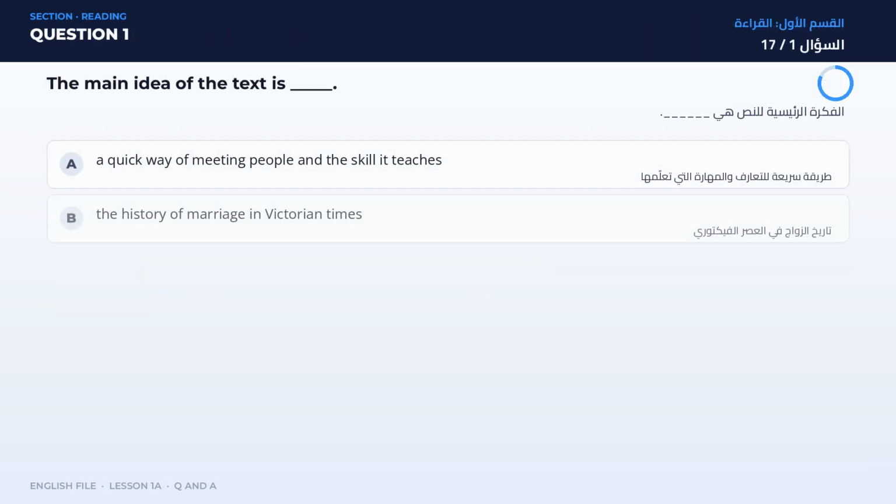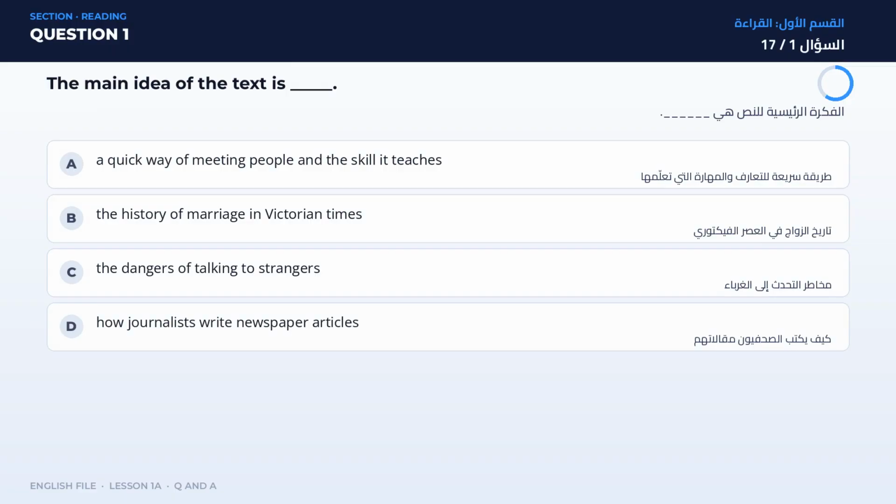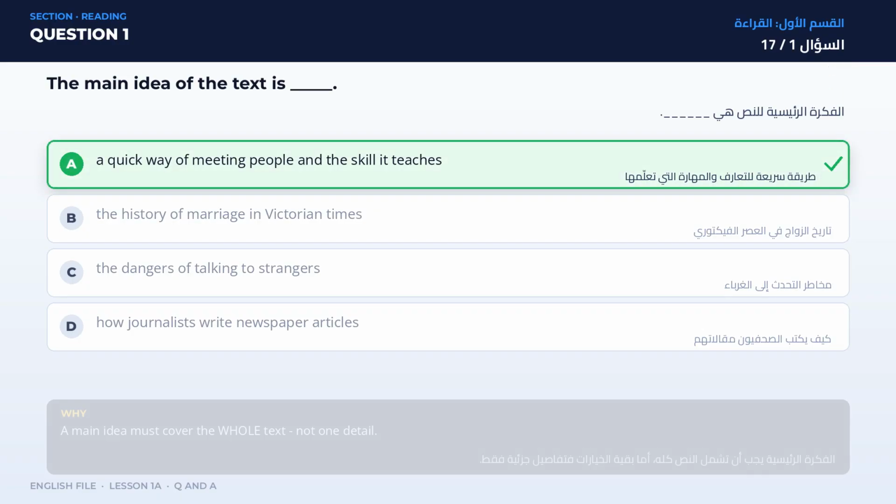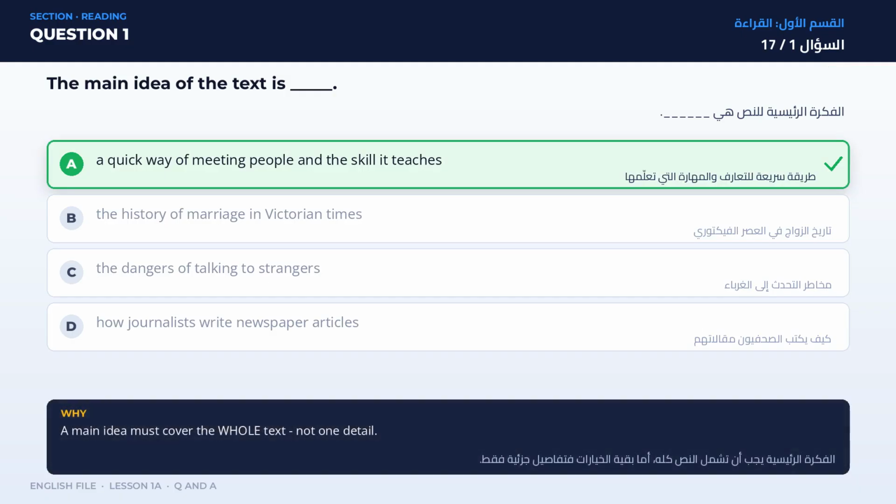Question 1. The main idea of the text is blank. Pause and choose. The answer is A. A quick way of meeting people and the skill it teaches. A main idea must cover the whole text. The others are only details.